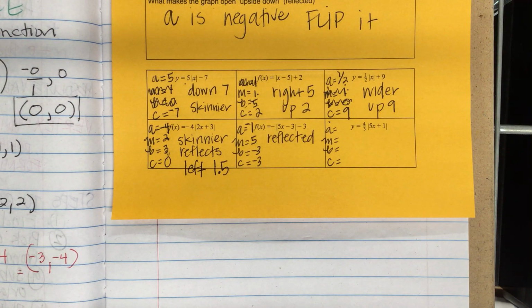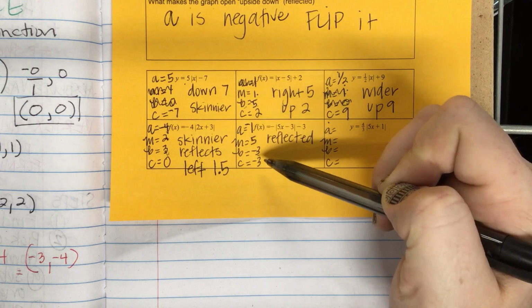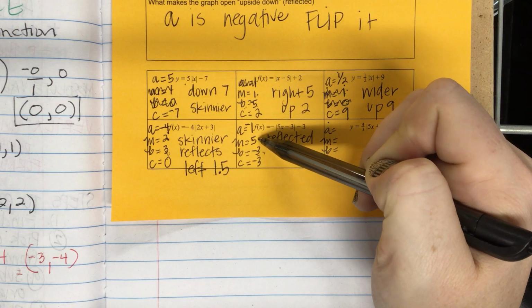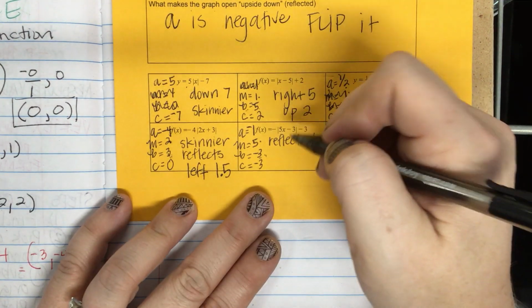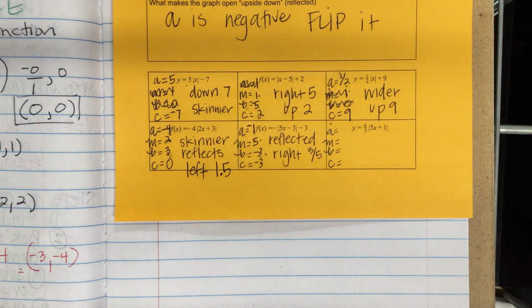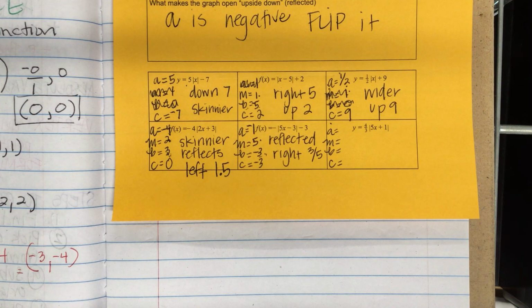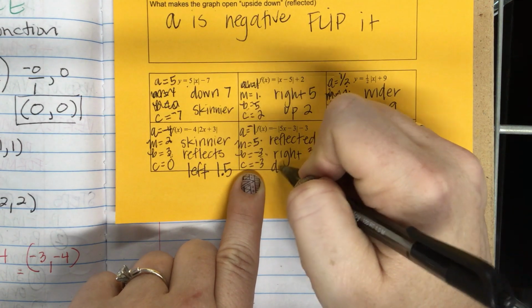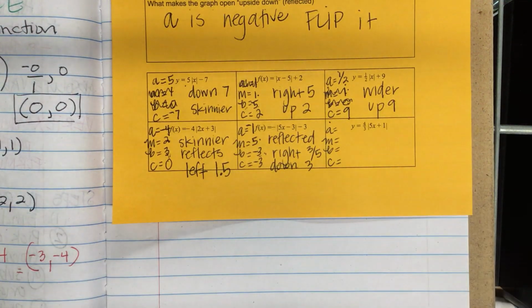Does my b, negative b over m, do anything? Yes. Negative b over m would be positive 3 over 5, 3/5. Meaning it moves which way, right or left? Right. It moves right 3/5. If you want to talk decimals, it moves right 6/10, 0.6. What else? Anything else? C of -3 moves down 3. Excellent.